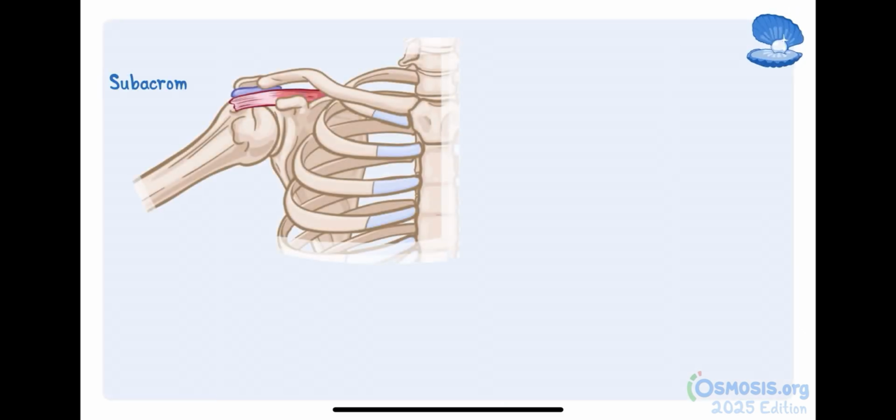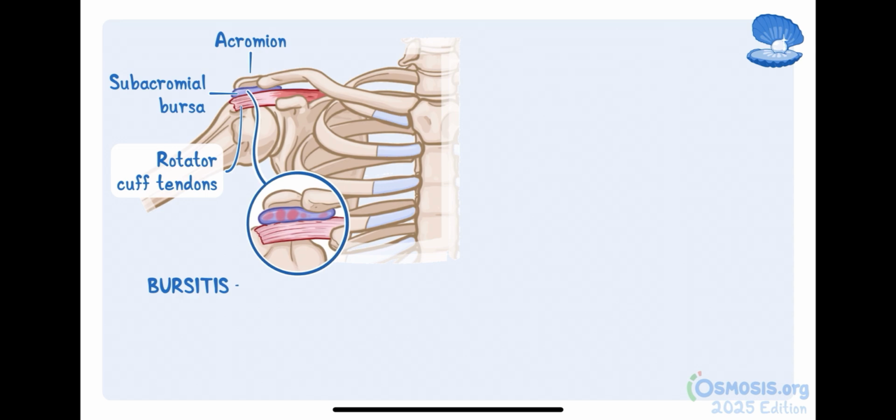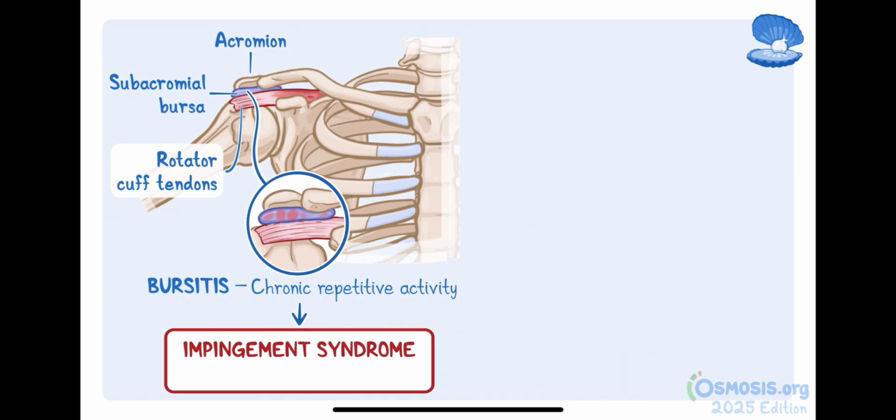Here's one last clinical pearl. The subacromial bursa provides a cushion between the rotator cuff tendons and the acromion of the scapula to allow gliding of the tendons and bones throughout a physiological range of motion. Like tendinitis, bursitis is usually associated with chronic repetitive activity. Bursitis and tendinitis can both lead to impingement syndrome, where the inflamed rotator cuff tendons and bursa are pinched in the limited space beneath the acromion process.